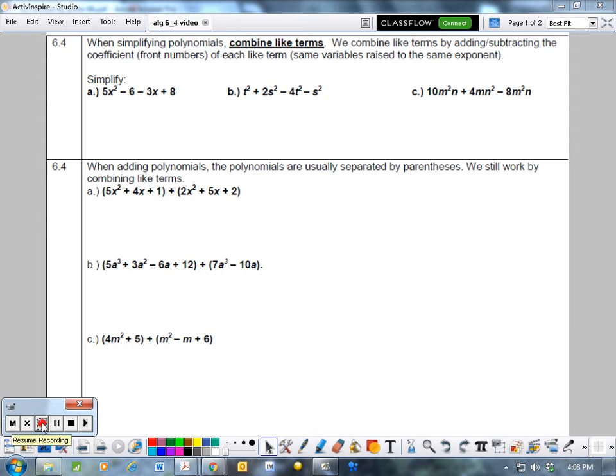Okay, now that we've talked about polynomials and their degree and terms and all that sort of stuff, we're going to talk about adding polynomials. And so in chapter 1, we took time and we talked about combining like terms.